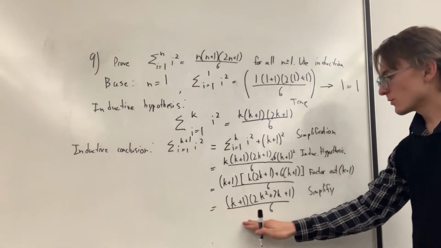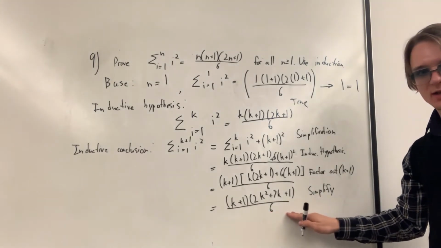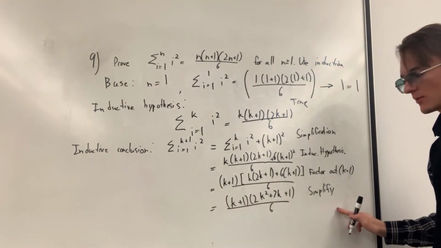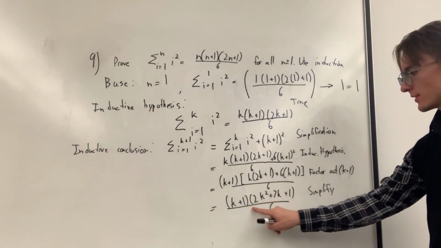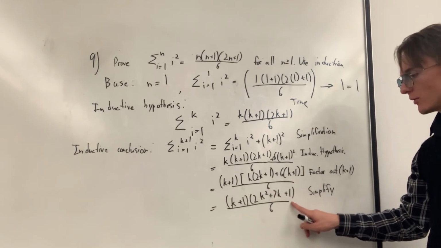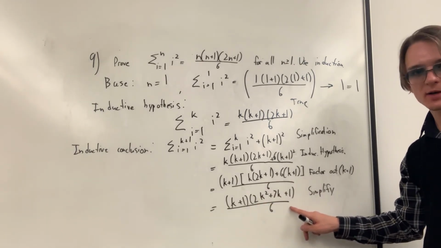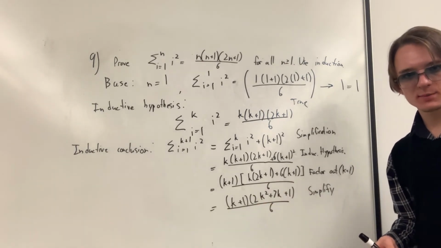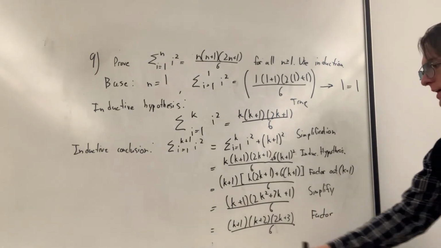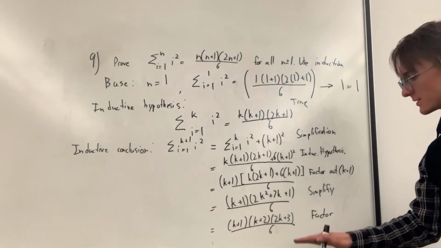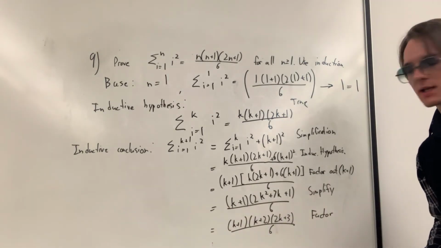So we have (k plus 1) times (2k squared plus 7k plus 1) all over 6. We got this by simplifying. From there, let's take this polynomial, 2k squared plus 7k plus 1, and convert it into something simpler. So we factor it in this final step, and we see we have an integer times some integer times some integer divided by 6.